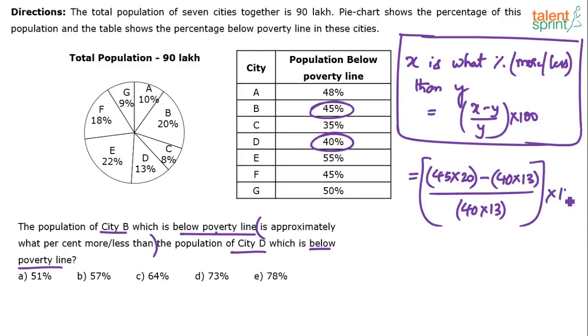X minus Y by Y into 100. You understand? The first numbers here represent the percentage below poverty line. The second numbers represent the population of that particular city. So BBPL is what percentage more or less than DBPL? X minus Y by Y into 100.